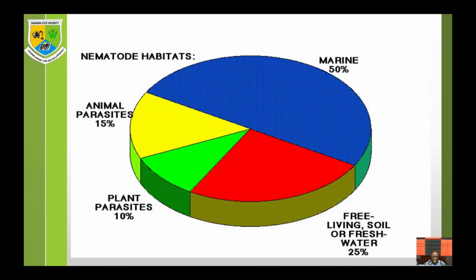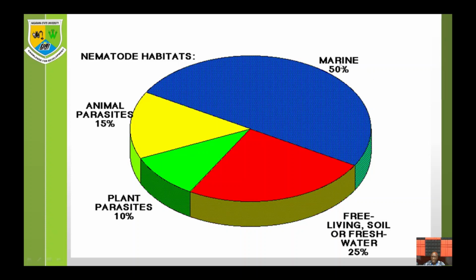So the next figure is a pie chart. I told you the pie chart is a graphical representation in a circular form. Here is a circle that is calculated on the basis of 360 degrees. And each of these segments represents one of these. We said these are nematode habitats. This pie chart is representing the habitat of nematodes. And there are 4 different habitats that are represented here.